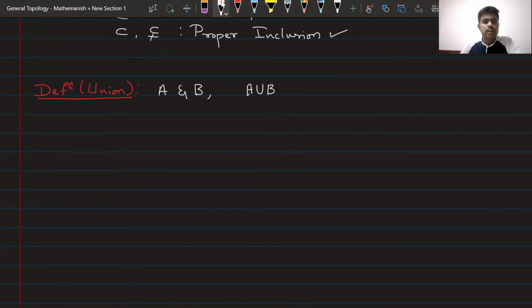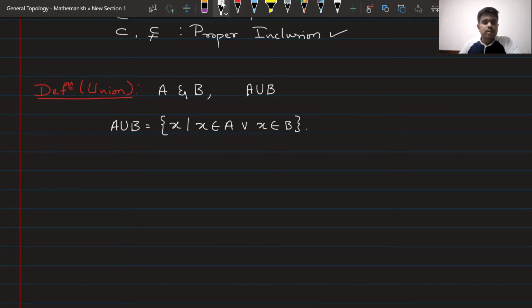So how do we write it? We write A union B as the set of all x such that x is in A or x is in B. Right? x is in A or x is in B.